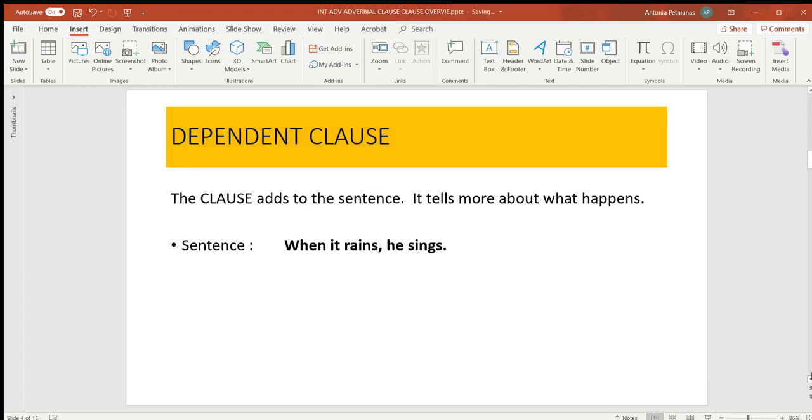We use these dependent clauses to add to a sentence. It tells more about how one thing happens or what one thing is. So, listen to this. When it rains, he sings. That makes sense. We have the clause, when it rains, what happens? He sings.